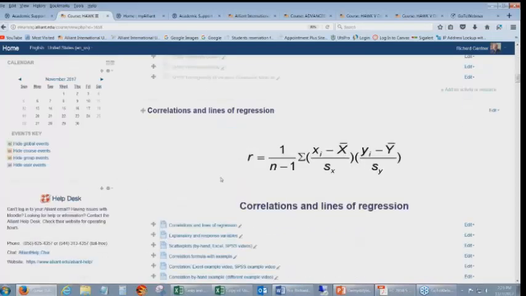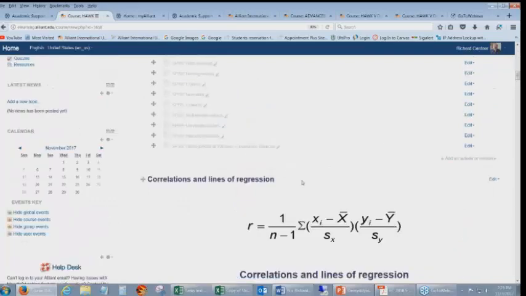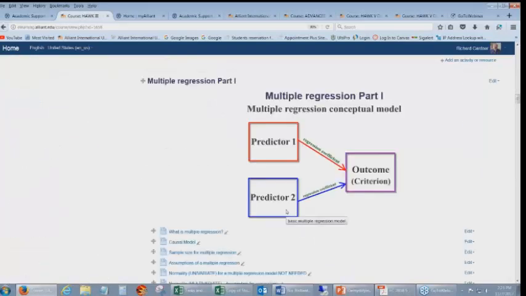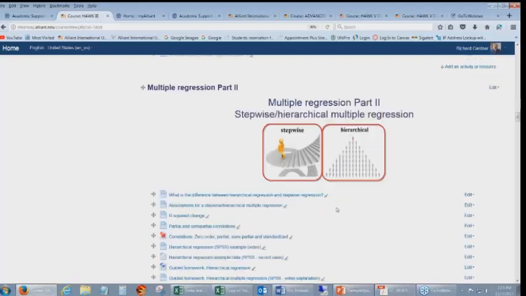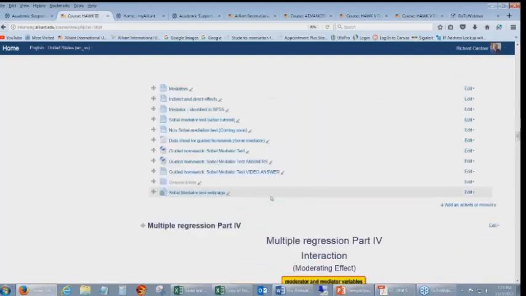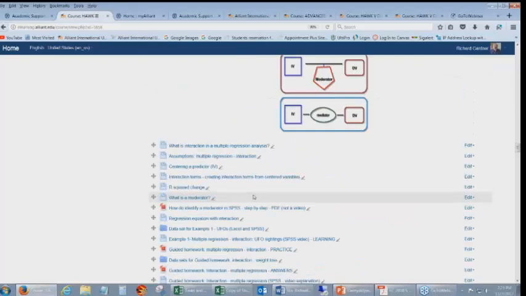Hawk 3 is the second semester of advanced statistics. Okay, it starts with correlations, and then it jumps into all the different regression models. So basic regression, stepwise, hierarchical, mediation, moderation, everybody's favorite, logistic regression. Don't get a lot of people using that, but that was fun learning how to do it myself.